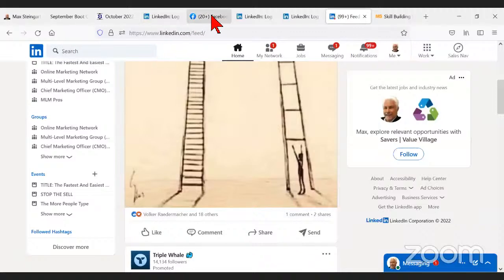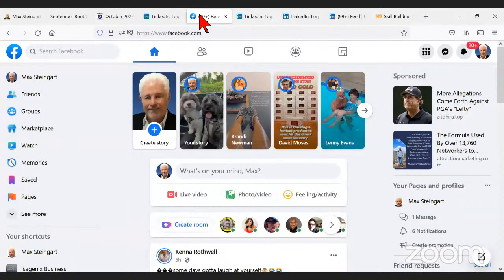On Facebook, posting gives you the most and the fastest visibility. But you got to be visible. You got to turn on your settings so people can see you. If people can see you, you're going to get a quicker response. And stories are the fastest way. LinkedIn, I mean, we could post things.